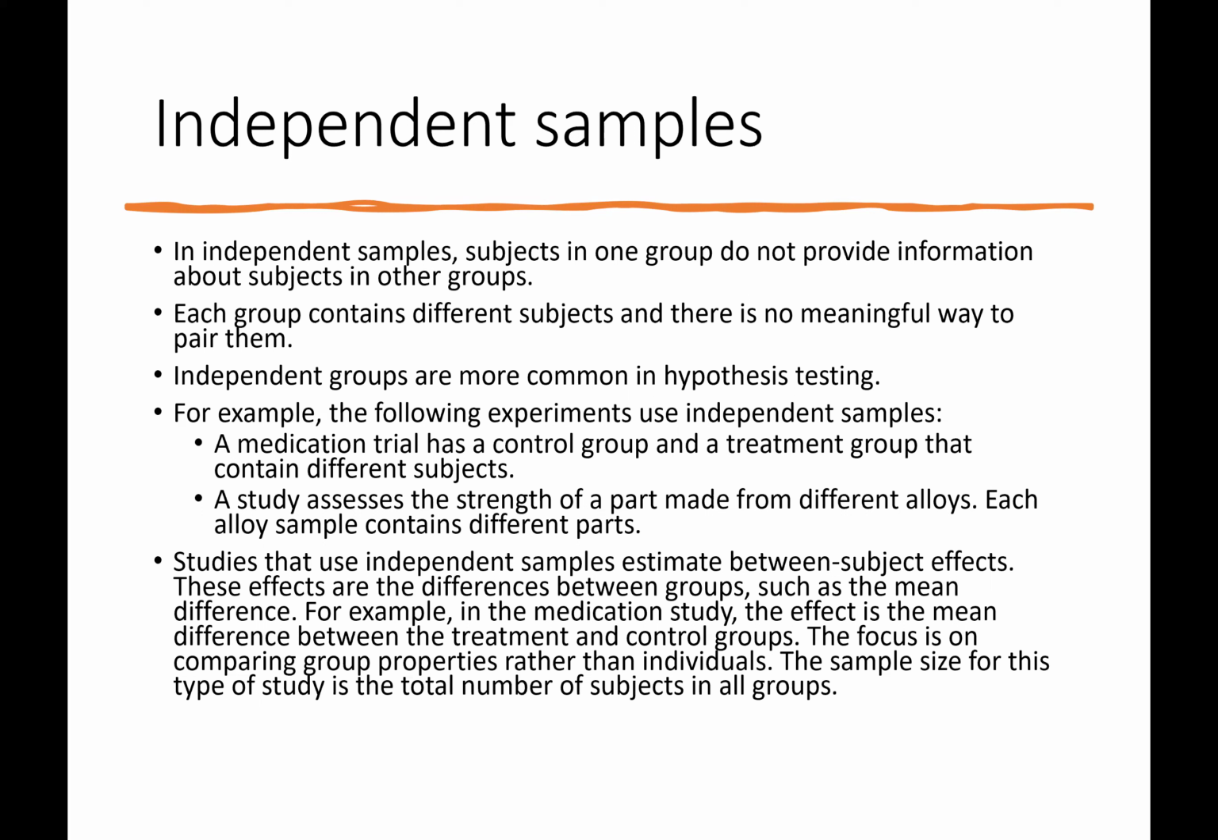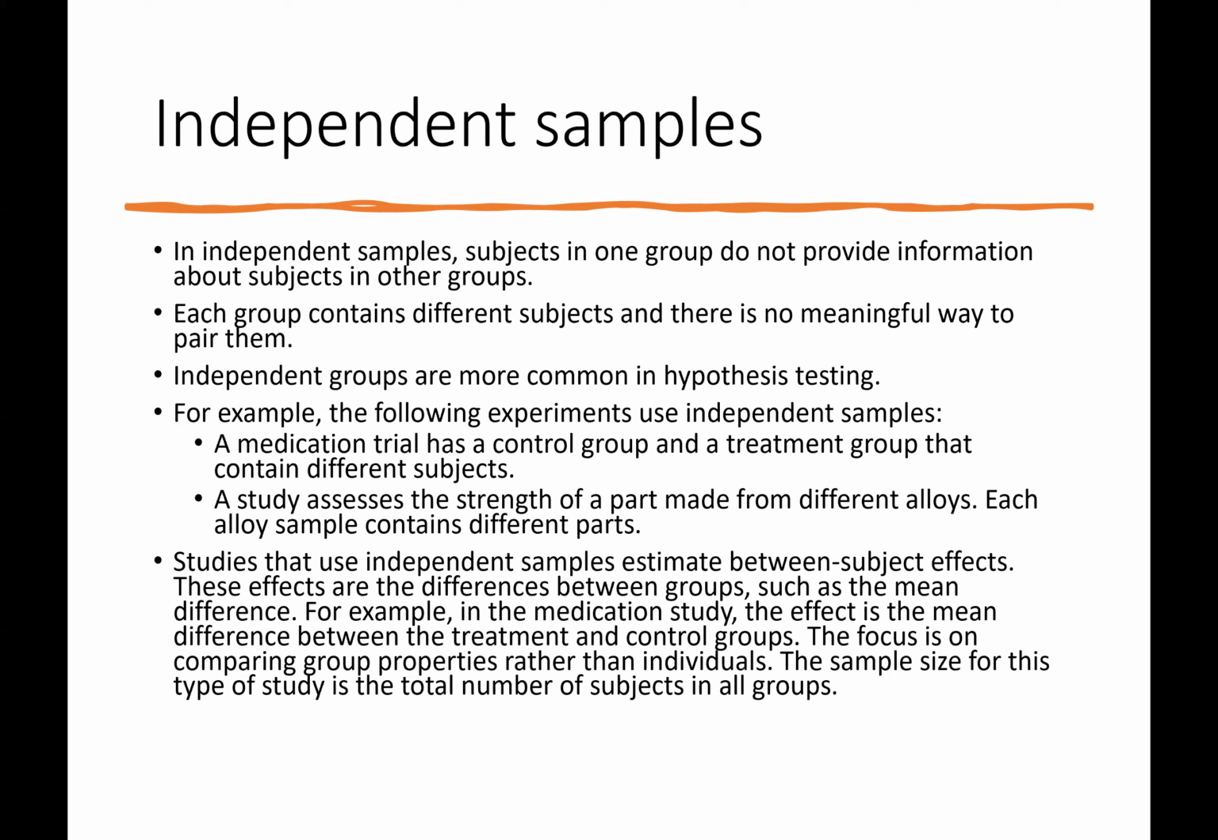Independent groups are more common in hypothesis testing. For example, the following experiments use independent samples. A medication trial has a control group and a treatment group that contain different subjects. A study assesses the strength of a part made from different alloys. Each alloy sample contains different parts.